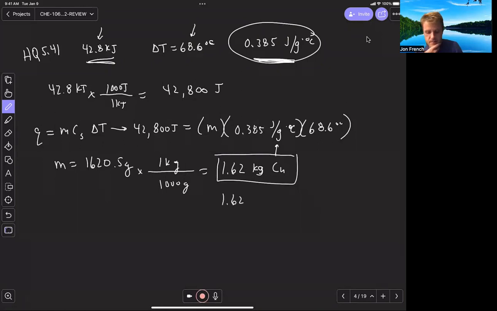So 1.62 e to the 0, right, kilograms of copper for question 41. Thank you. Yep.